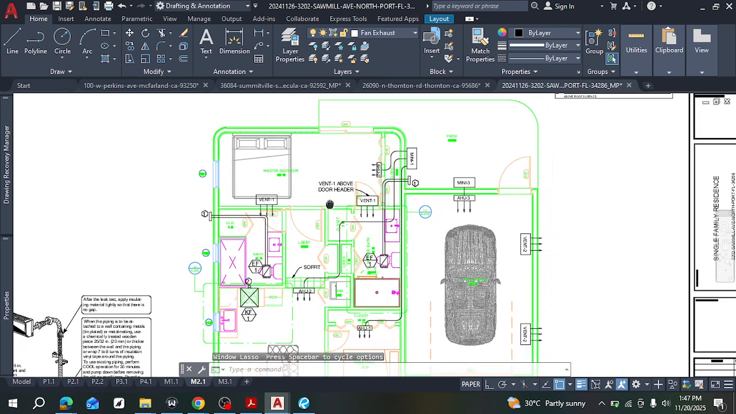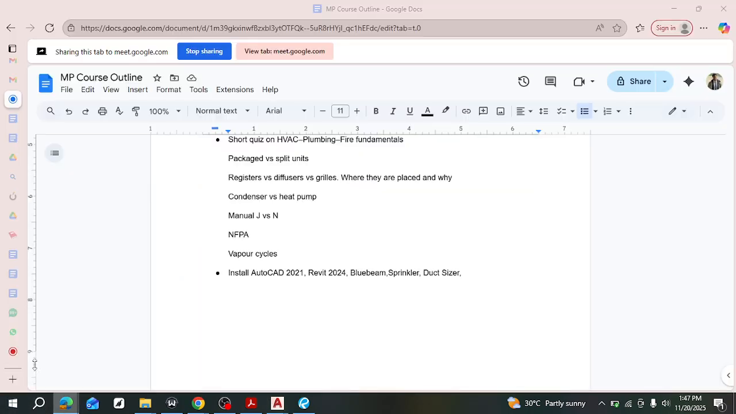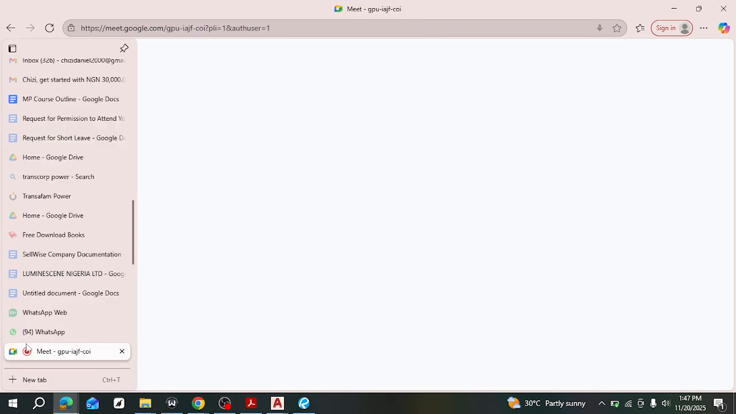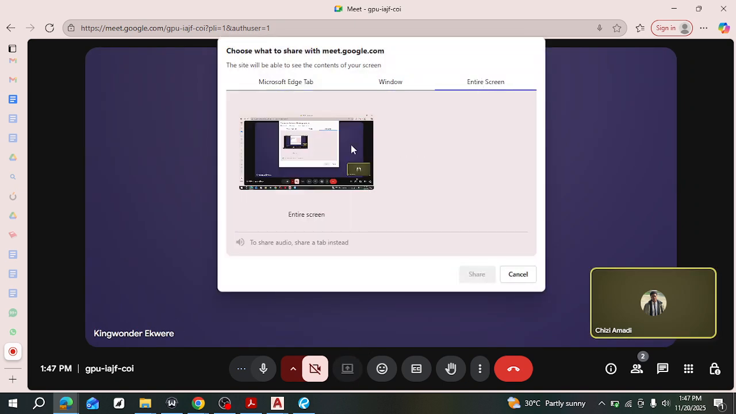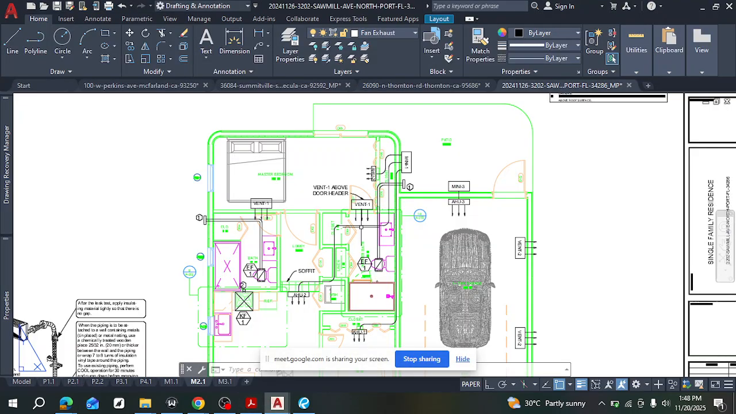So yeah, this is a space where I did not use a ducted system. This is ductless. Oh, I'm not seeing your screen. That is true, sorry. You can see it now, right?